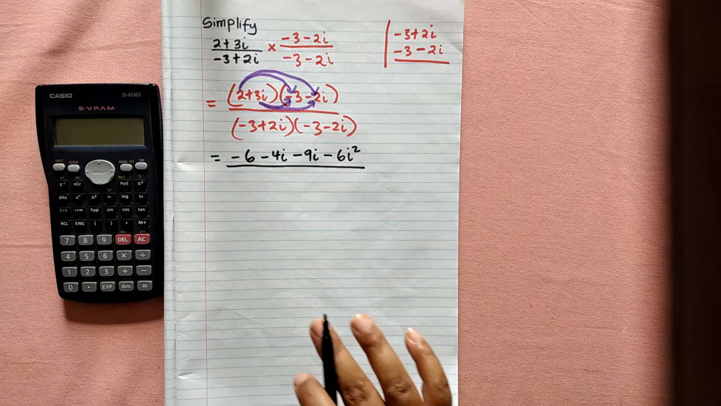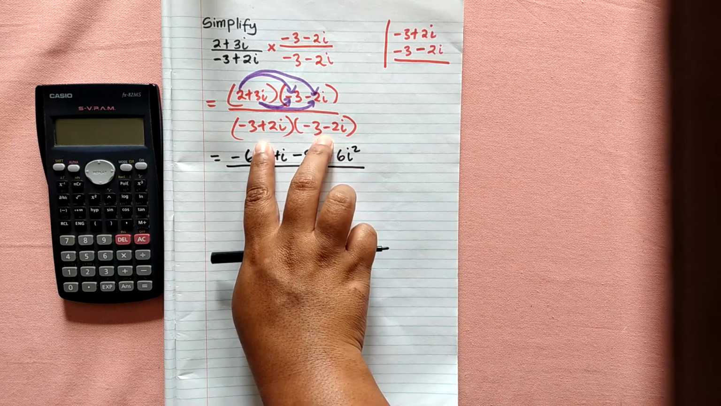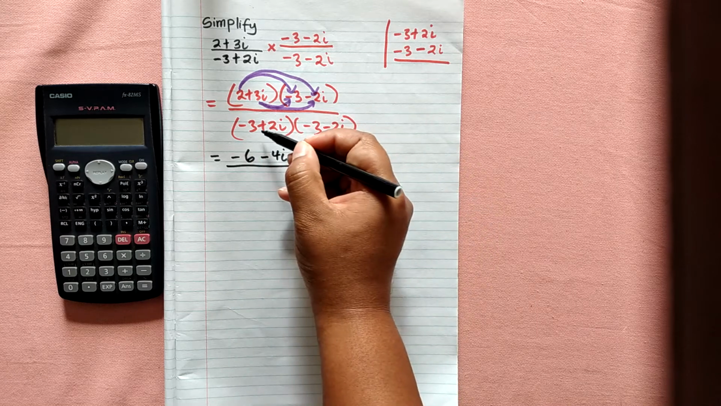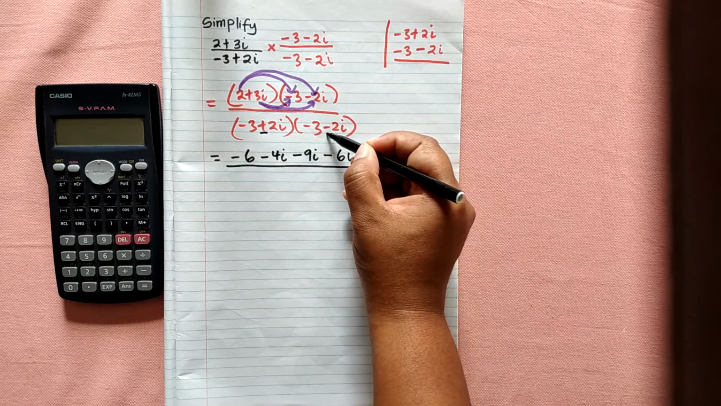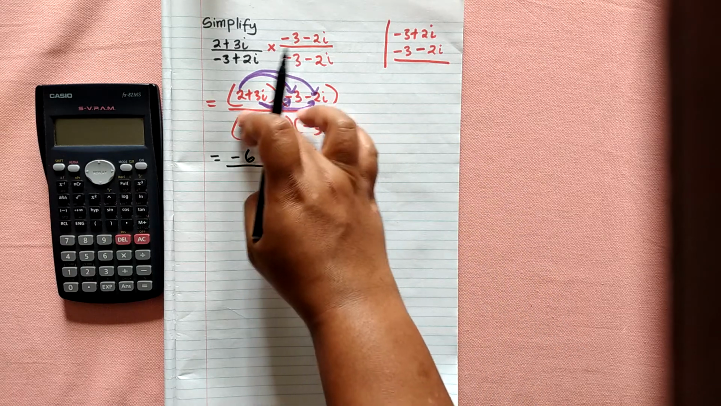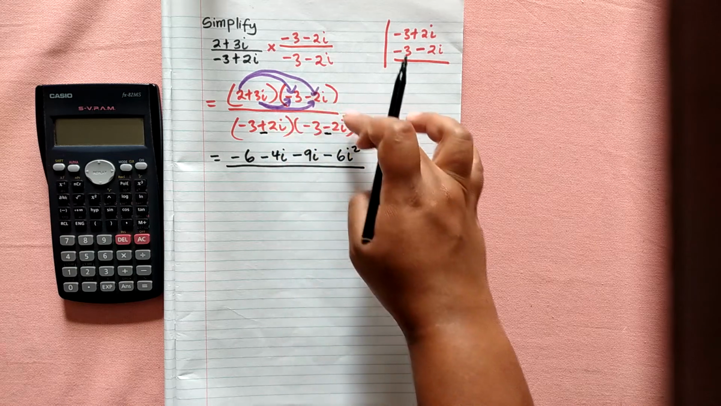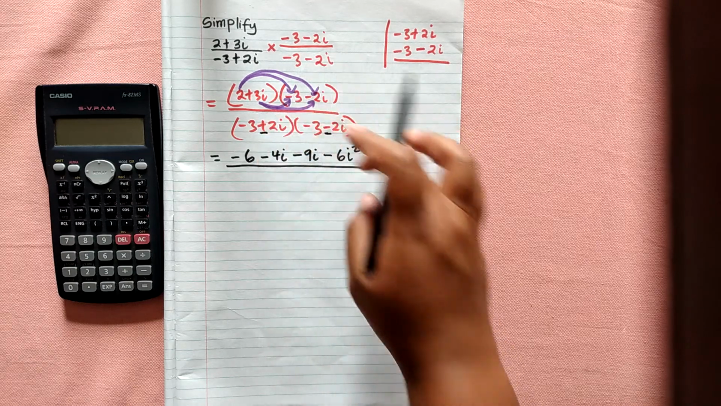For the denominator, if you observe it carefully, you can see there's a plus and a minus there. Negative 3 is the same there, negative 3 on the other side, and 2i and 2i, one plus and one minus.